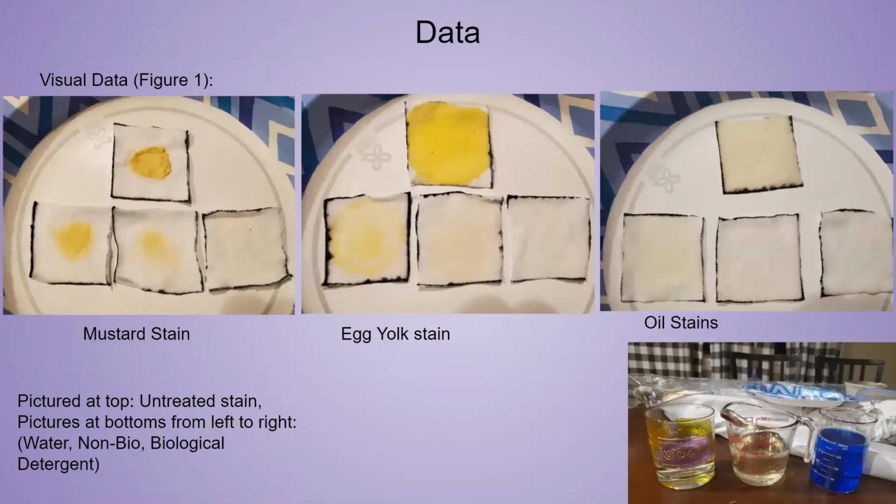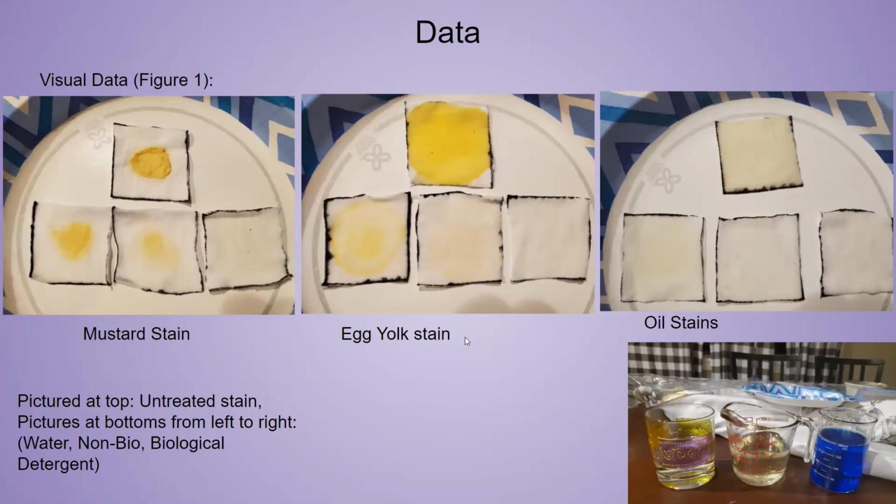So this is my first set of data. In figure 1, we have the images used in the image analysis software. Pictured on the left is our mustard stain, in the center is the egg yolk stain, and to the right is our oil stain. From the top, we have our control, which is our untreated stain on its own. And then from the bottom left to the bottom right, we have the distilled water treatment, the non-biological treatment, and the biological treatment, each to varying effects.